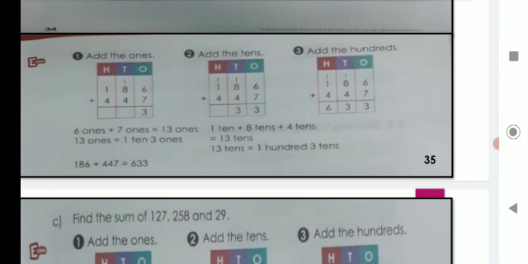We are doing the calculation at ones place. So 6 plus 7 is what? 6 plus 7 is 13. So I'll keep 3 at ones place and 1 at the tens place.